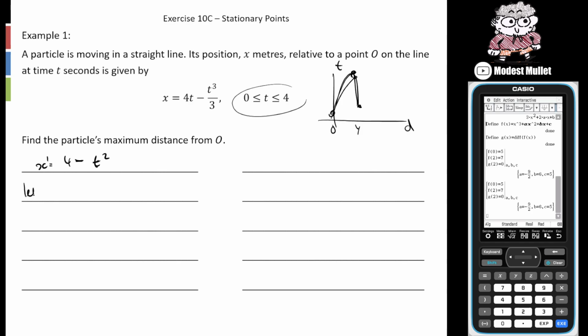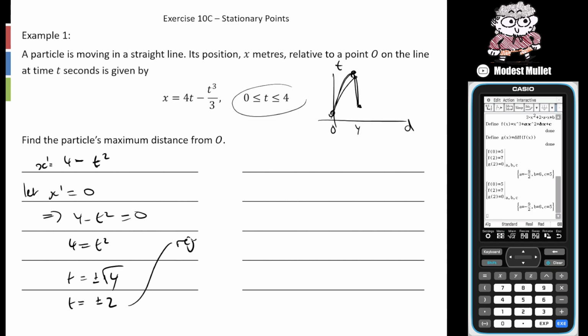And we're going to let x dash equal to 0. So we get 4 minus t squared is equal to 0. So we get 4 is equal to t squared. So t is equal to plus or minus the square root of 4. So t is equal to plus or minus 2. So we're going to reject t equals negative 2. So we know that there is a turning point at t equals 2.